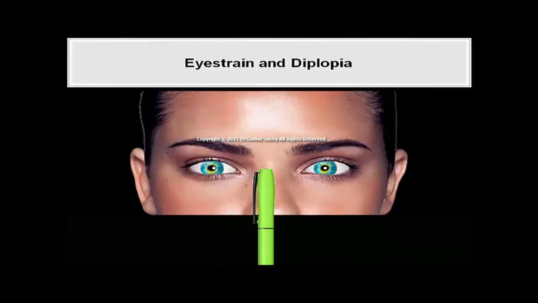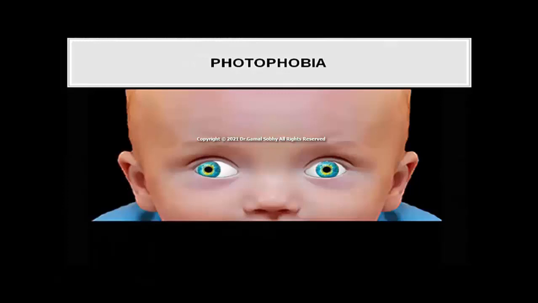Patients with exophoria commonly complain of eye strain, blurring of vision, difficulties with prolonged periods of reading, headaches, and diplopia. Photophobia occurs commonly in intermittent exodeviations.